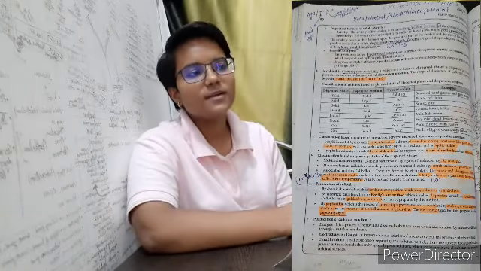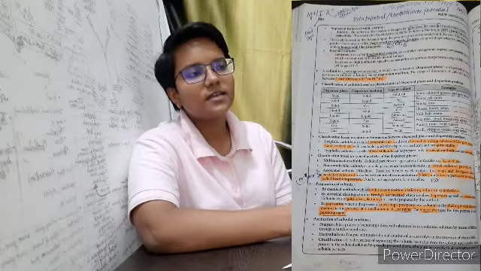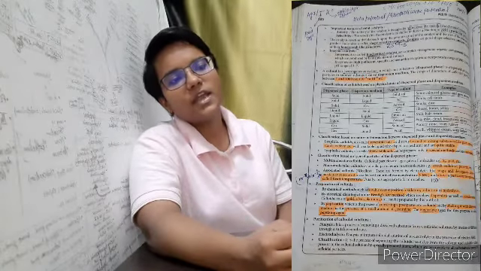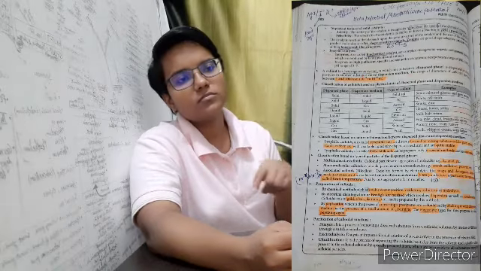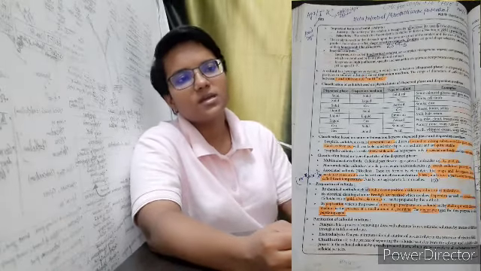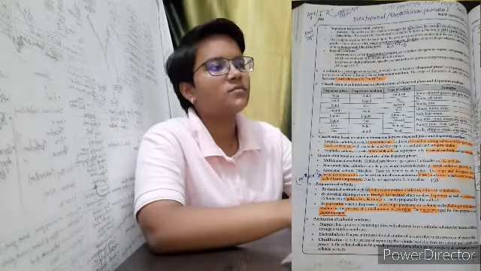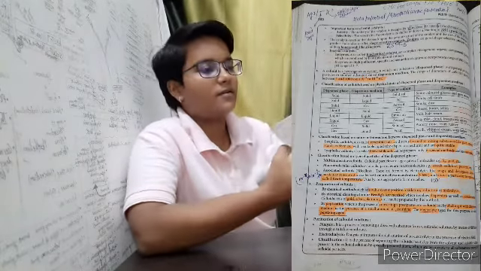CMC for soaps is 10 to the power minus 4 to 10 to the power minus 3 mole per liter. Zeta potential or electrophoretic potential: AgI/I minus K plus. I minus is the fixed layer and K plus is the mobile layer or diffuse layer. I will explain it later.